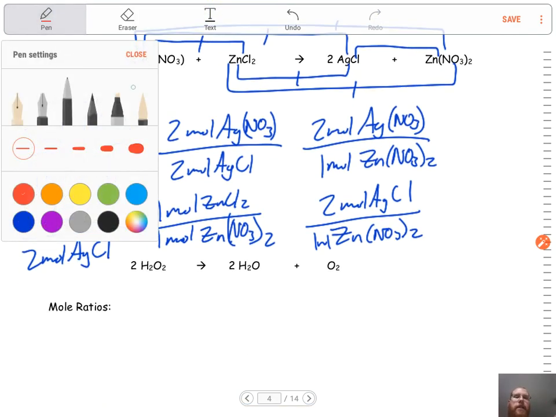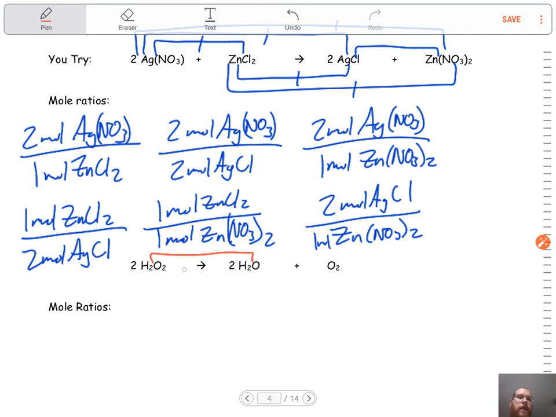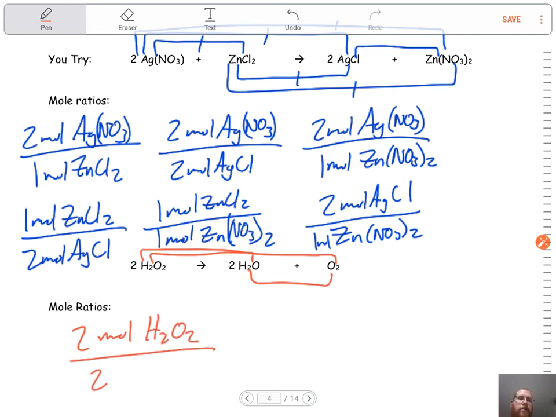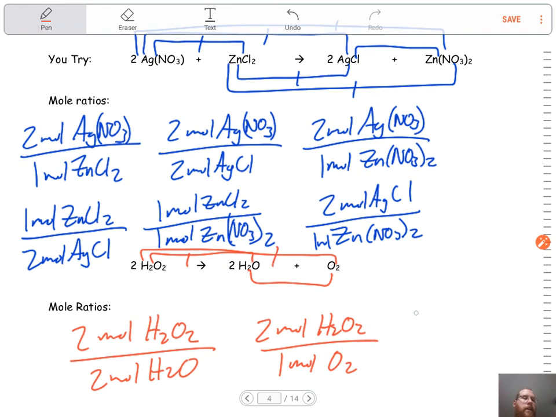So the last one down here, I'm just going to go through it quickly, draw my lines. Okay, there's only going to be 3 in this one, so 2 moles of H2O2 compared to 2 moles of H2O. That's this one. Then I'm going to have 2 moles of H2O2 compared with 1 mole of O2. And my last one is going to be 2 moles of H2O compared with 1 mole of O2.